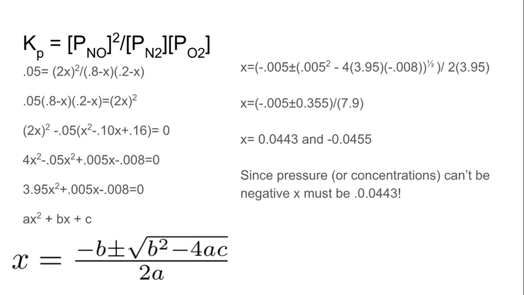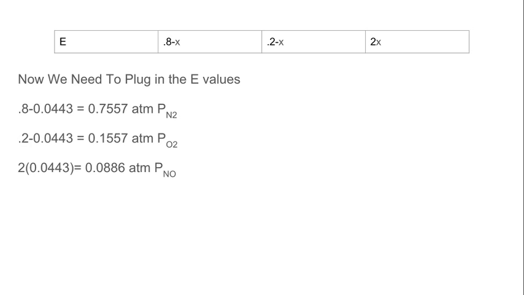Since pressures or concentrations can't be negative, x must be 0.0443. Now we plug in the E values and we get 0.7557 atm for the pressure of N2, 0.1557 atm for the pressure of O2, and 0.0886 atm for the pressure of NO.